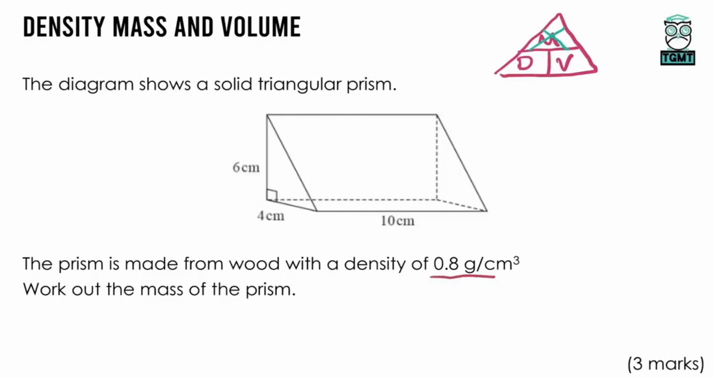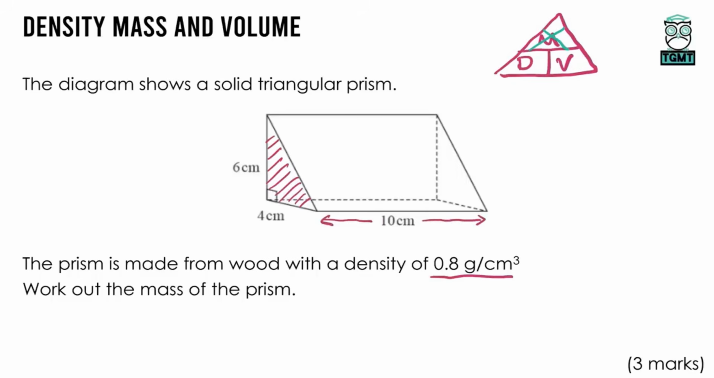We're given the density in the question, but we're not given the volume. But of course we're given the shape and it wants us to work out that volume. To get the volume of any prism, you work out the area of the cross section, which is the shape that passes all the way through the shape. In this case, a triangle goes all the way through. And then we're going to times it by the length. And in this case, the length is 10.